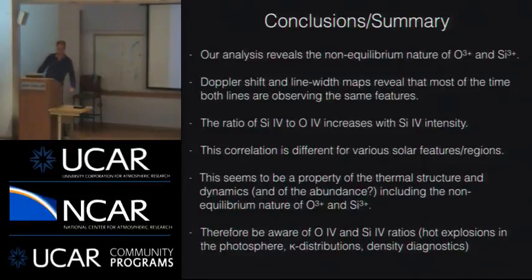And this is the summary. Basically, the main thing is that our analysis reveals that almost everywhere the Sun seems to behave in a non-equilibrium statistical way. The fact that we have a good match in Doppler shift and line width means we are probably seeing the same features in both lines. And there's a correlation between intensities and the ratios of these two lines that changes depending on the region or the features that we are observing.